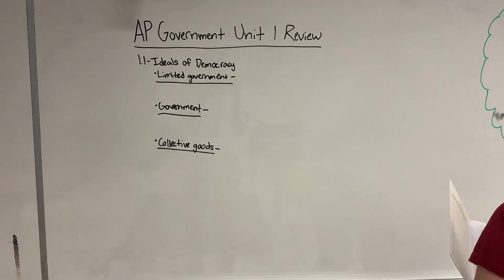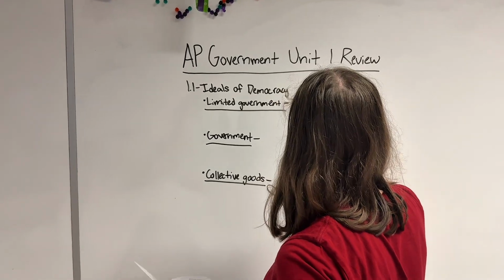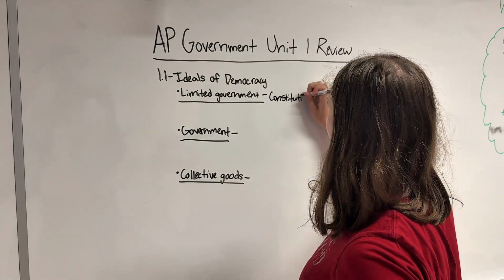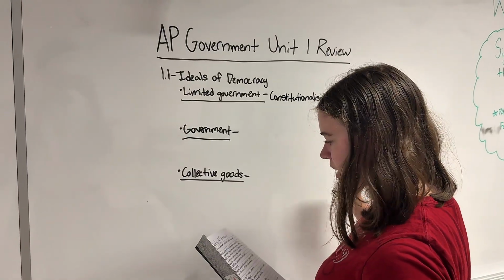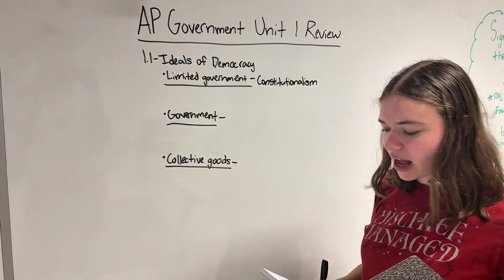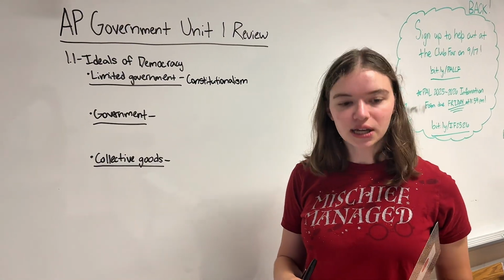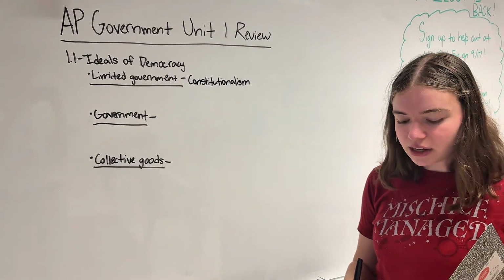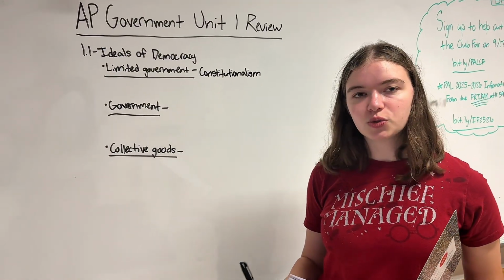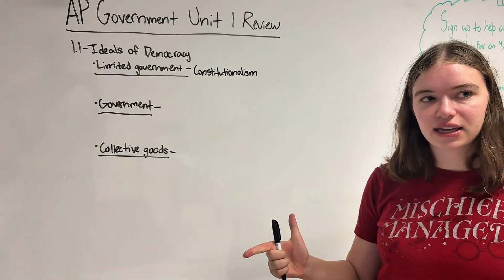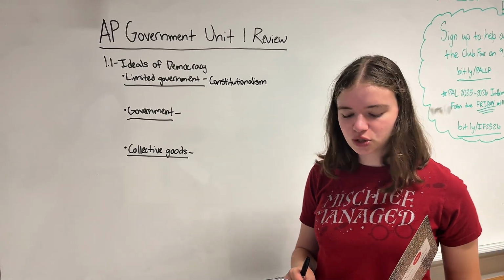Limited government is also known as constitutionalism. And it's the belief that the government should have certain restrictions in order to protect the individual rights and civil liberties of citizens. This is done through enumerated or limited powers in the Constitution, separation of powers. We have three different branches: the legislative, executive, and judicial. We also have federalism, which is decentralization with states.